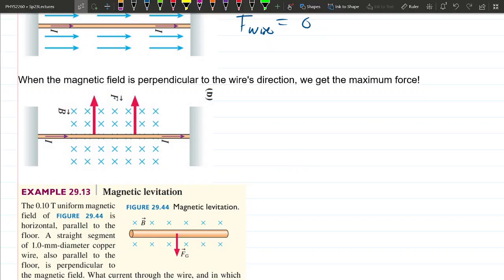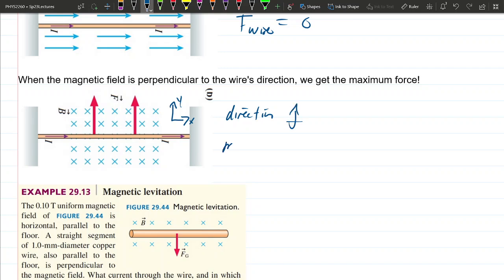But if you do the cross product between L and the magnetic field, if the magnetic field is going into the board now instead, you have L going this way and the magnetic field going into the board, so the force is actually going to be pointing upward. So this is the direction. Let's say I set my X and Y axis like this, it's going to be in the j hat direction.